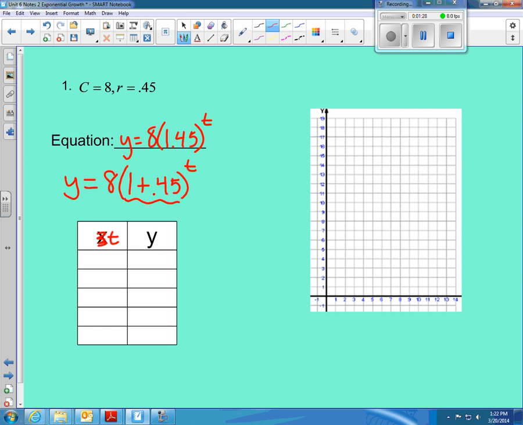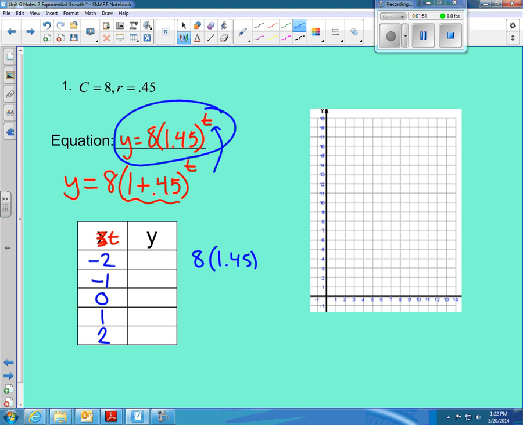All right, so now all we're going to be doing is taking our equation and substituting in values for t. We are going to continue on with picking -2, -1, 0, 1, and 2. So we are taking our calculator, take 8 parentheses 1.45 parentheses, use your exponent and put in -2. And I have 3.8.